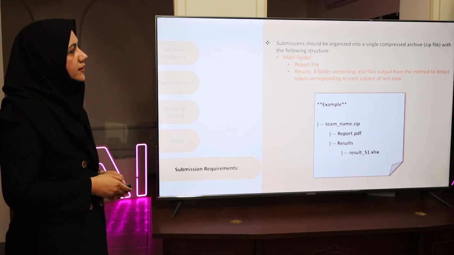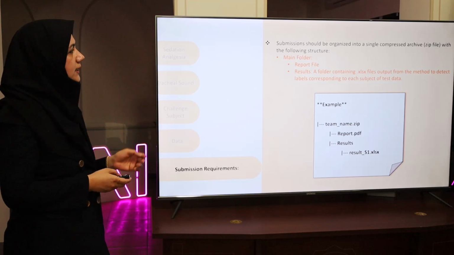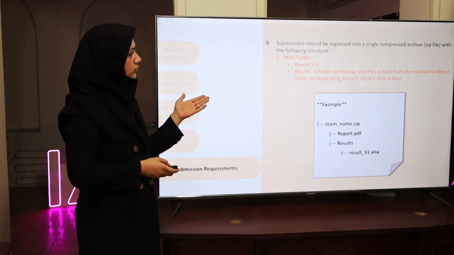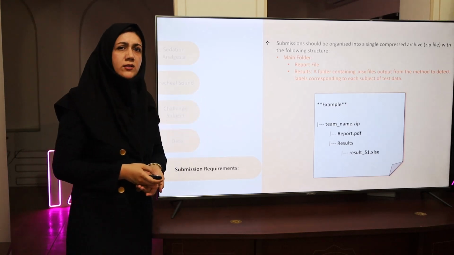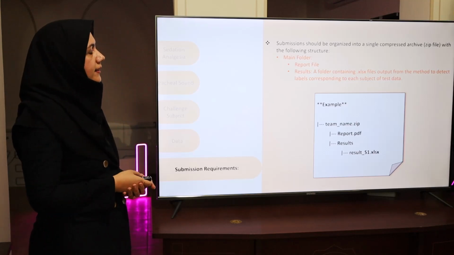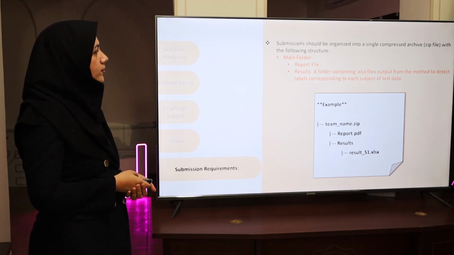Submissions should be organized into a single compressed archive file with the following structure: a main folder that contains a report file and a results folder. The results folder is a folder containing the labels output from the method to detect labels corresponding to each subject of the test data.